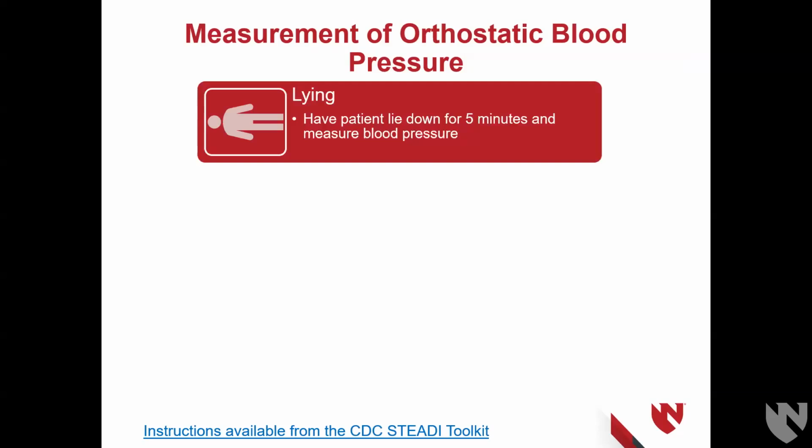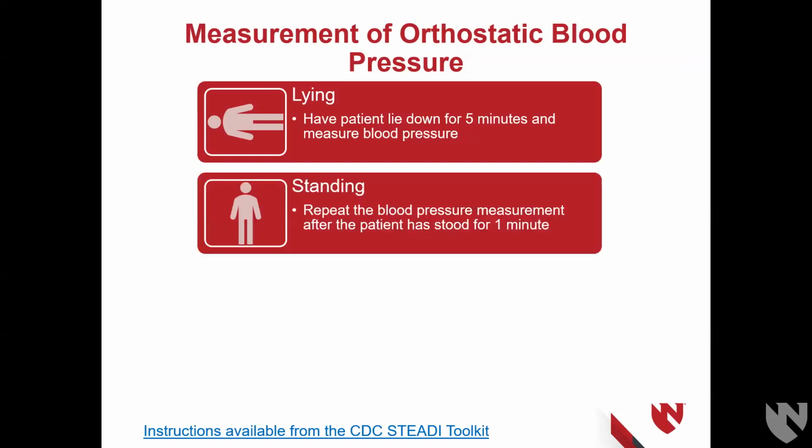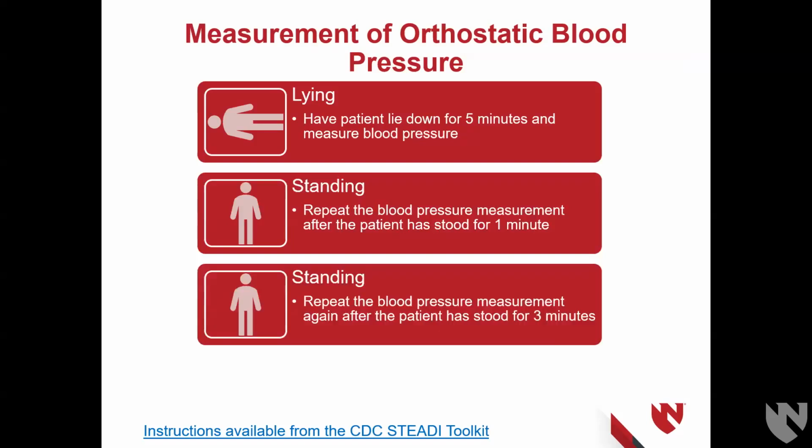The first step is to have the patient lie down for at least 5 minutes and get a baseline blood pressure in that position. Then you have the patient move into a standing position and take the blood pressure at 1 minute and 3-minute intervals.